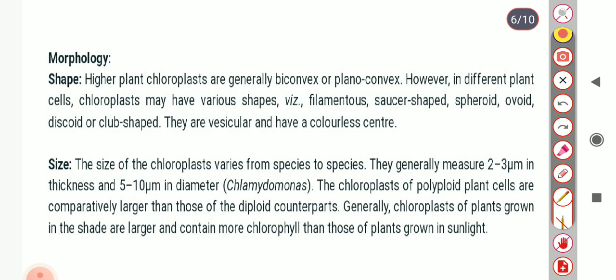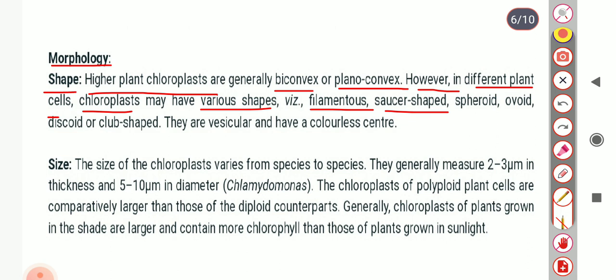Morphological shape of chloroplast. Higher plant chloroplasts are generally biconvex and plano-convex. This means in higher plants the chloroplast shape is generally biconvex and plano-convex. However, in different plant cells, chloroplasts may have various shapes: filamentous, square-shaped, spheroid, ovoid, discoid, and club-shaped. They are vascular and have a colorless center.